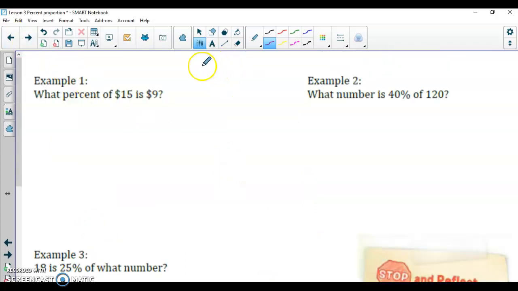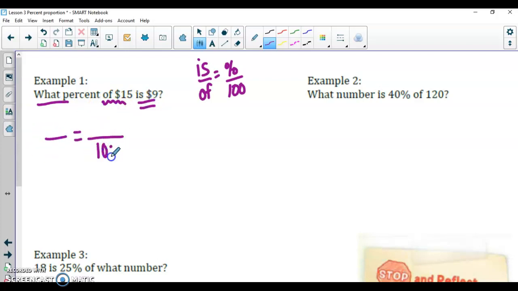So keeping in mind our setup is is over of equals percent over 100. If I look at example number 1, it says, what percent of $15 is $9? Using the is over of, 100 will always go in the bottom right. It says what percent, which tells me that the percent spot is what I'm solving for, so I'm going to put an x there. I see of 15, so my of number is 15. And I see is 9, so my is number is 9.